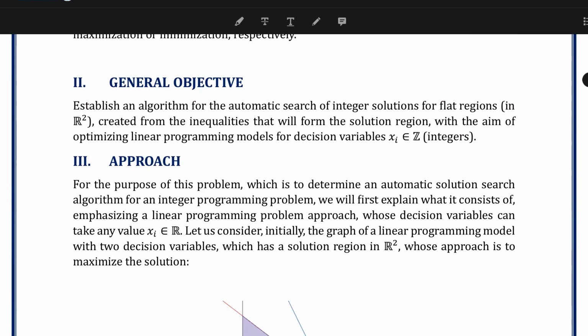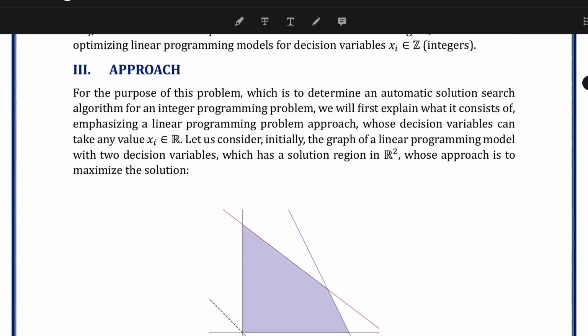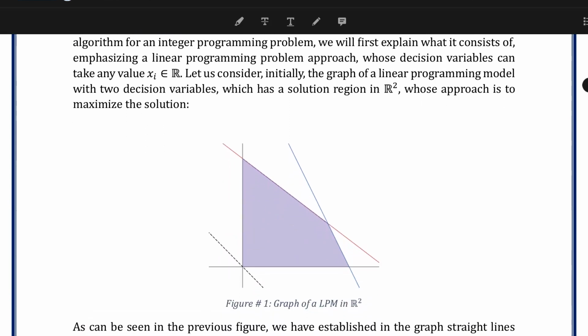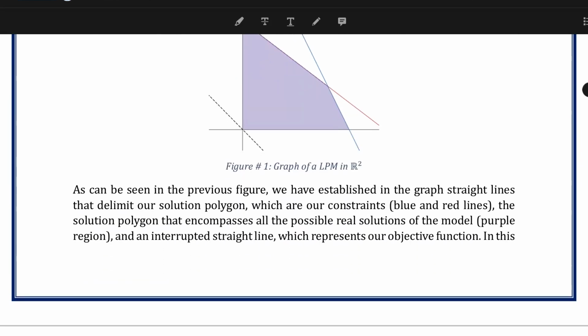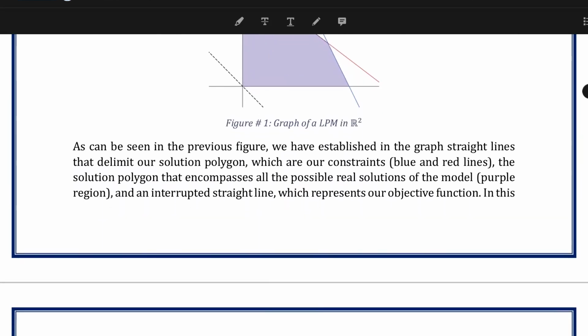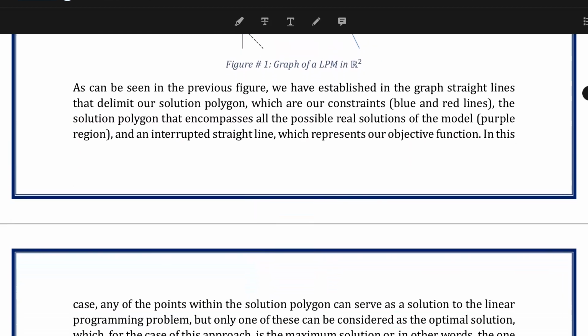This linear programming model is based on the real values of the objective variables. Now, we have the graph of an LPM in R2, and this is contemplated on real values of the condition variables. As we can see in the previous figure, we have the graph of the straight lines, the constraints, in the ellipse of the solution polygon. The solution polygon encompasses all the possible real solutions of the model.